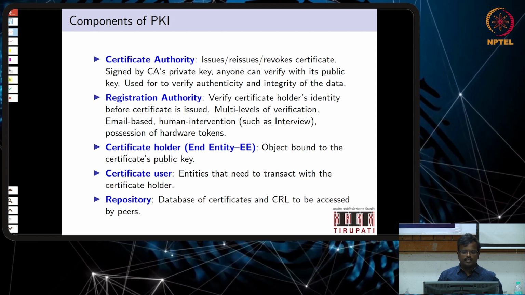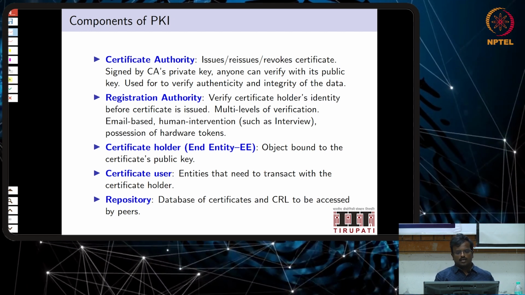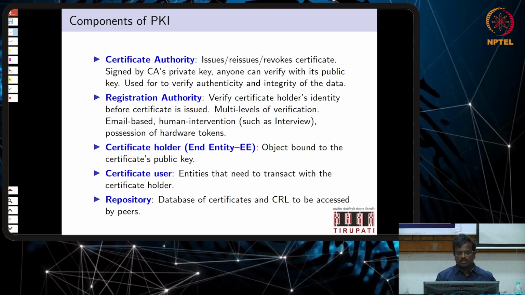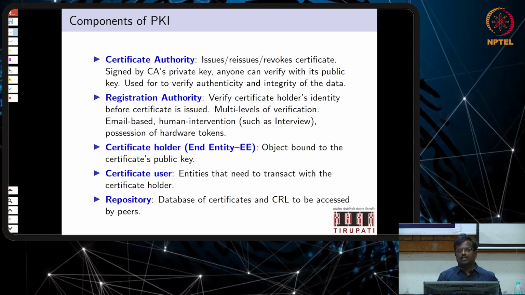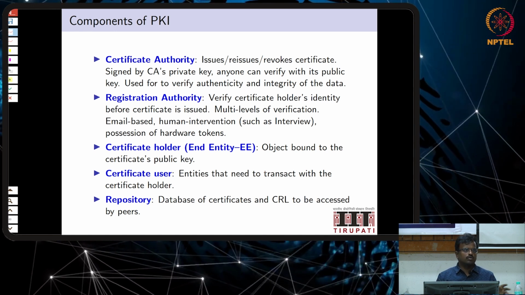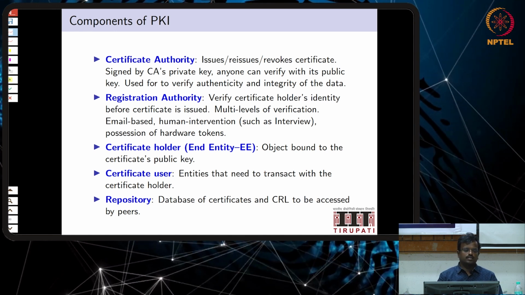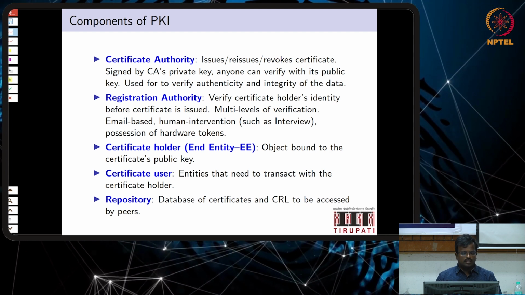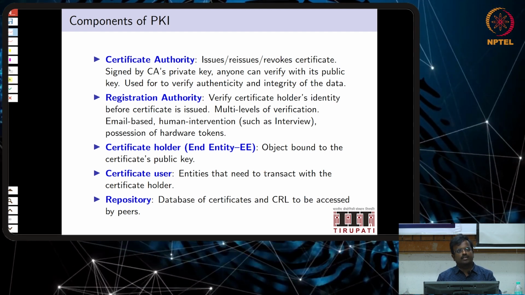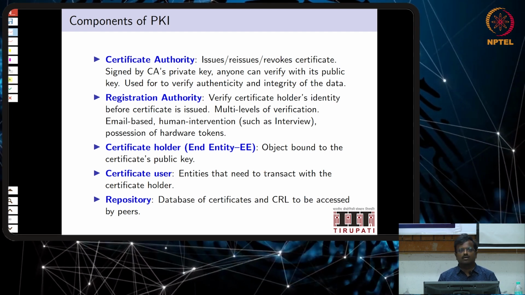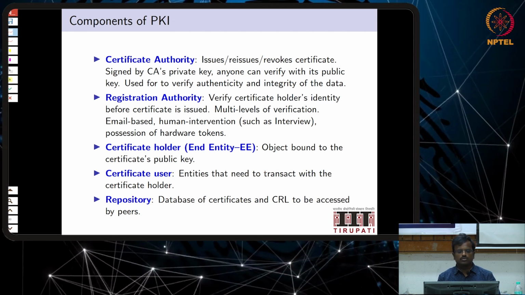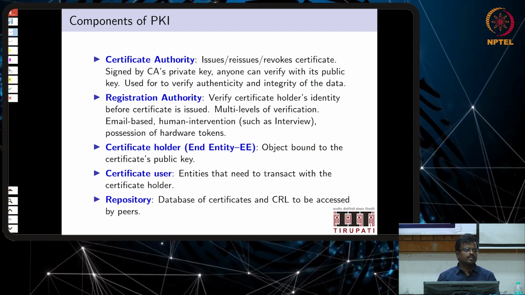And finally, you need to have a database of all the certificates. CRL stands for certificate revocation list. If by any chance any certificate is revoked for some reason, this database maintains that. So this is the database. People go and verify whether the certificate is valid or not, or if the certificate is revoked, you go to a single place and verify that.